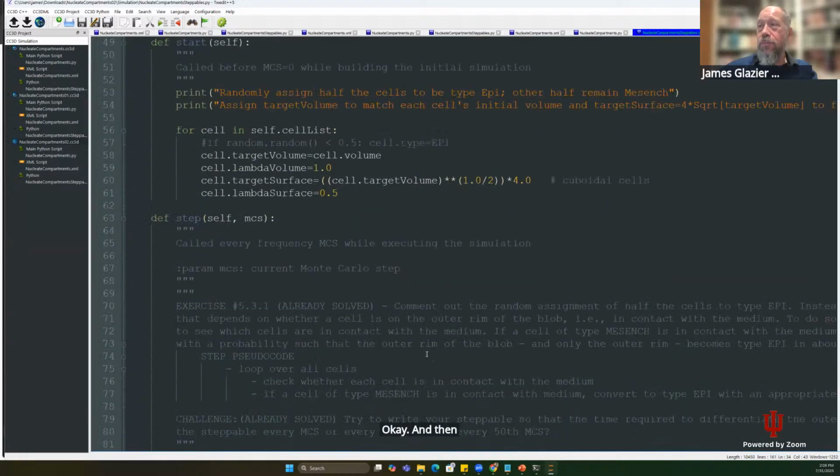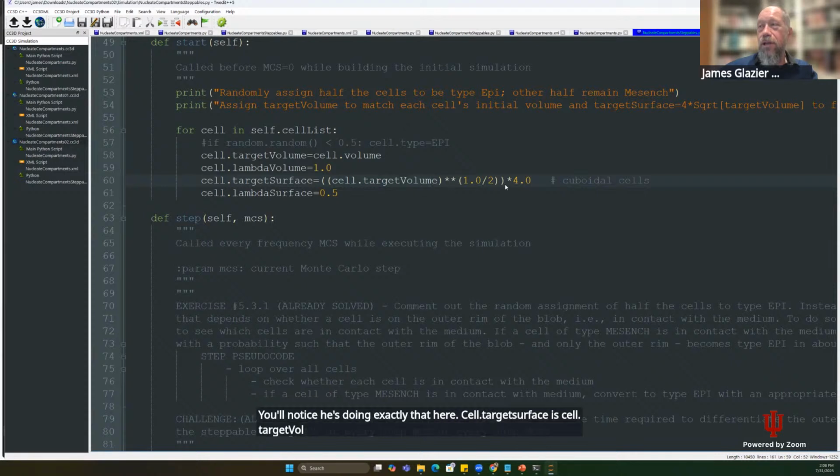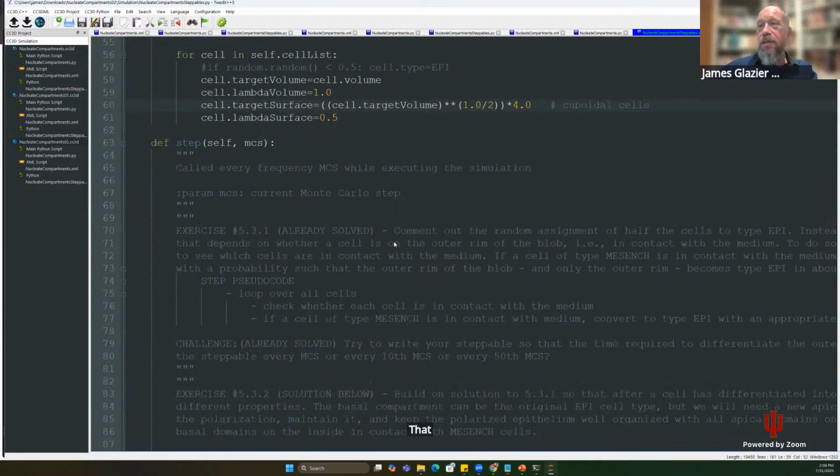And then we had talked about structure factors the other day, that you want to make your target surface proportional to the square root of the target volume. You'll notice he's doing exactly that here. Cell.target surface is cell.target volume to the 1/2 times 4. That gives you a round cell that's not too compressed.